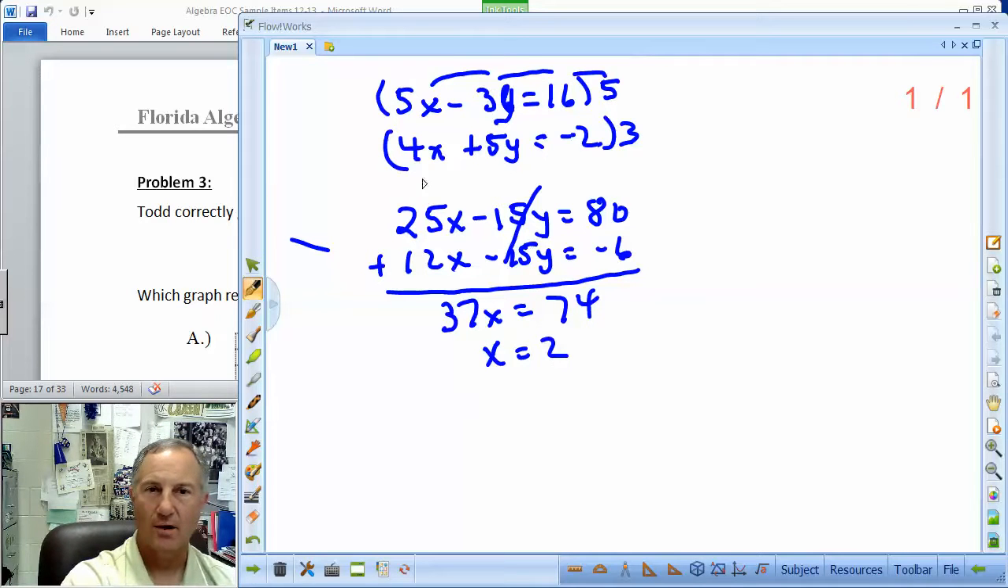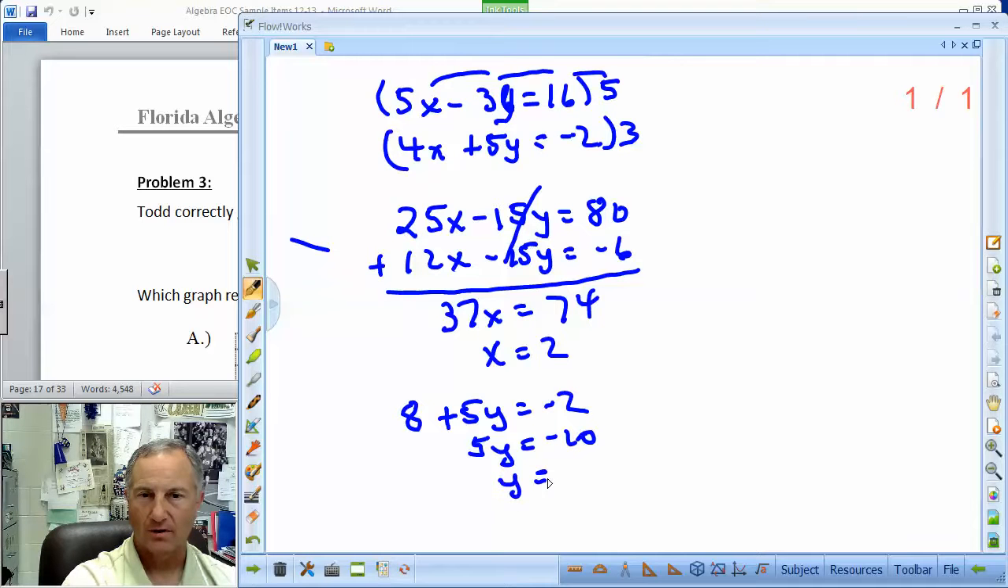Okay, you want to find y? Plug it back into either one of these. I'll take that second equation. 4 times 2 is 8 plus 5y equals -2. Subtract that 8 over. I get 5y equals -10. y is equal to -2 when you divide out the 5. So my intersection is (2, -2).